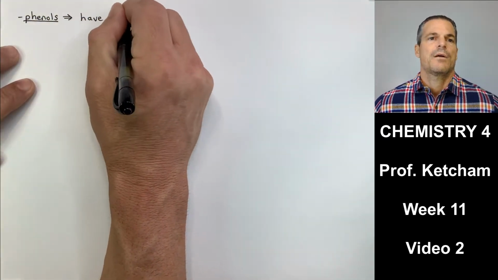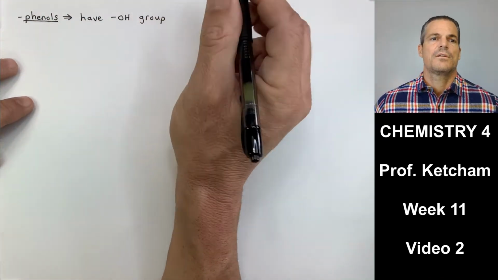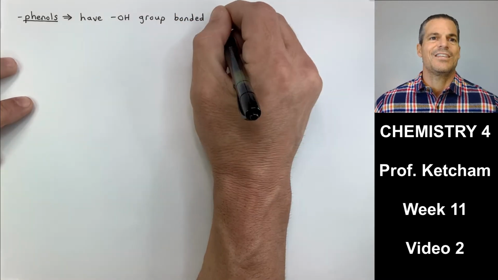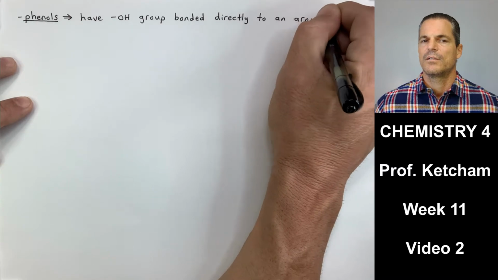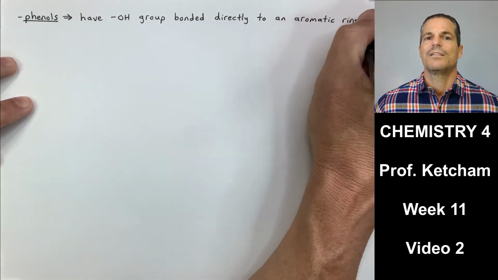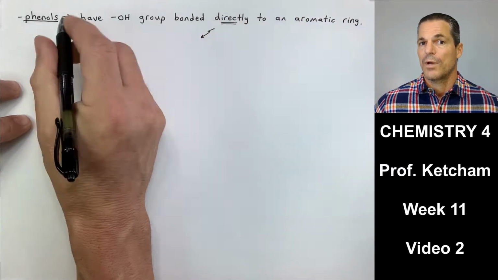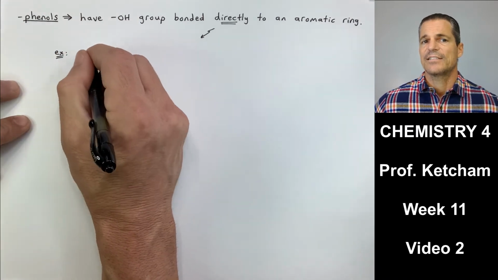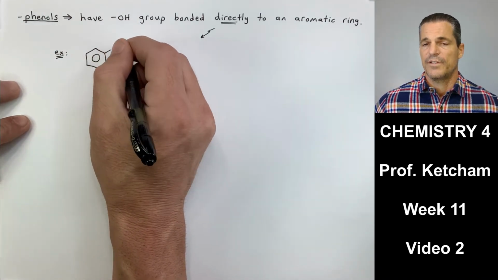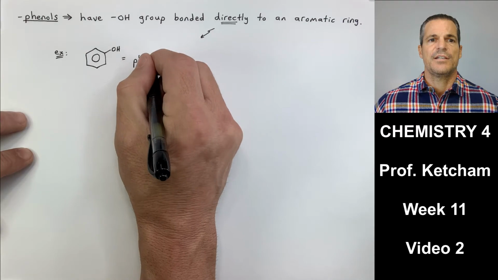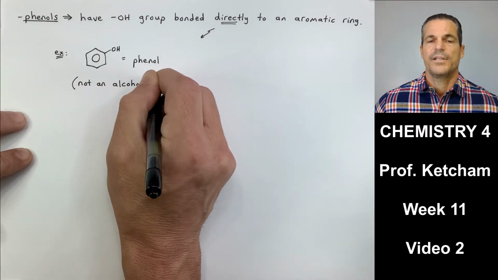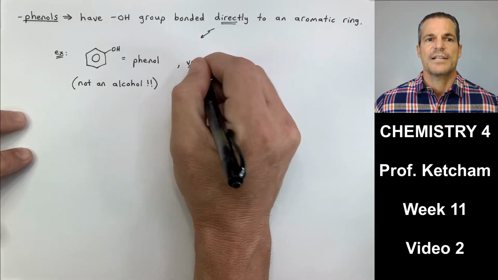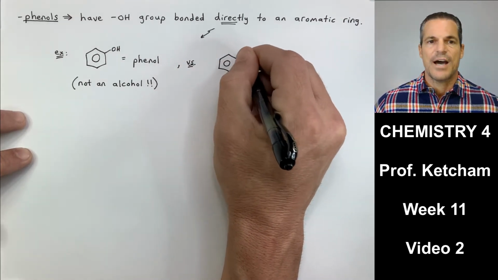All right, top of page 2 of our notes, phenols. So it's got the OL ending, kind of like an alcohol, but phenols are not alcohols. Phenols have an OH group bonded directly to an aromatic ring. And in this class, the aromatic ring we know of is benzene. So if I have a benzene ring with OH on it, that is simply called phenol. Please be careful. An OH group attached to an aromatic ring is not an alcohol.